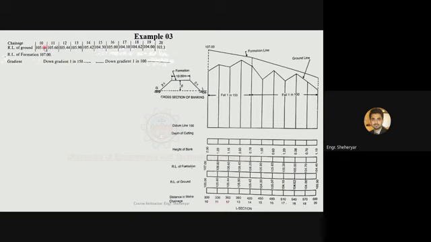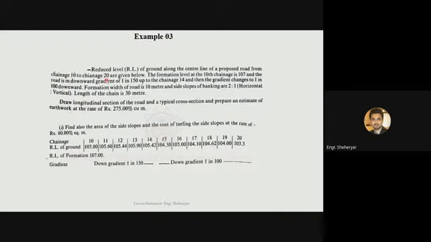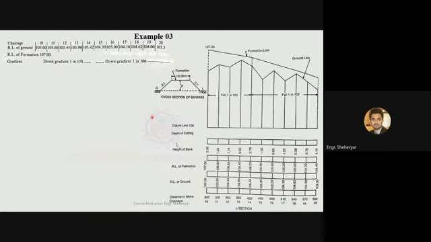Chainage 10 पे इतना reduce level है ground का, chainage 11 पे इतना reduce level है, chainage 12 पे इतना है. And this is also given to you that each chain is having a length of 30 meters. So at chainage 10, what will be the distance from 0 point? Definitely 10 times 30, so 300. Then at chainage 11, this will be 330. Then chainage 12, this will be 360. Then at chainage 13, this will be 390, and so on.